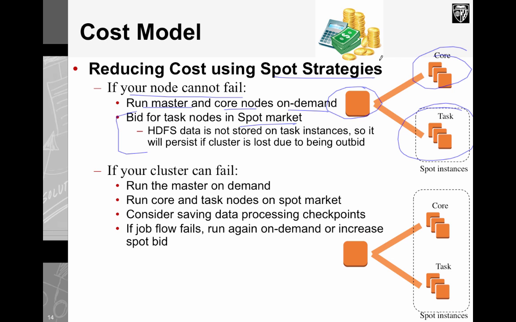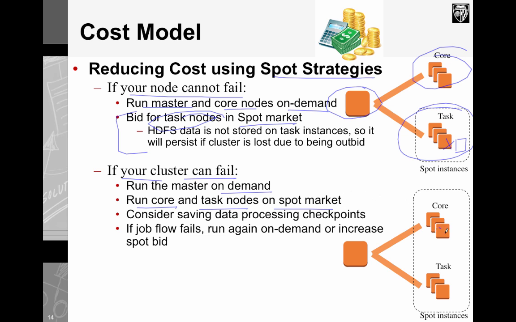Now, if somebody outbids you, you lose the task node. Because the task nodes are not running any HDFS, there is no data loss. So it's okay for you to lose a task node. You'll get another one, but it's okay to lose one because you're not really losing any data. You don't want to do that in your core nodes. So spot instances from the spot market can be used for task nodes. If your cluster can fail, then you can run the master on-demand, and you can run the core and the task nodes on the spot market.